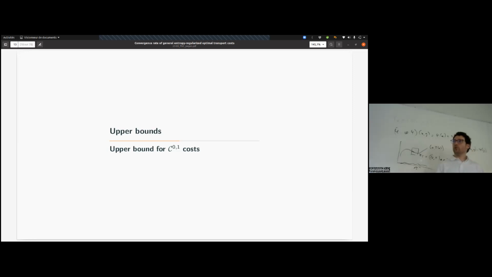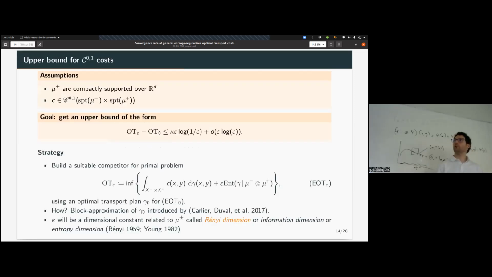So let's start with the simplest case, when you only assume that you have Lipschitz costs. So the measures are compactly supported in marginals, and you suppose that you have a cost C which is Lipschitz. And the goal is to get an upper bound of this form: that it's less than a constant times epsilon over log of 1 over epsilon plus a remaining term. And the idea is that we are going to use the two formulations of our problem.